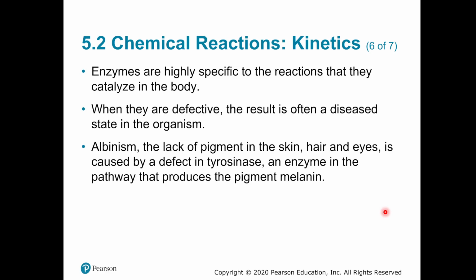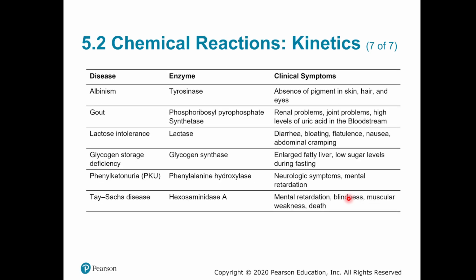So when these enzymes are defective, the result is often going to be a disease state in that organism. For example, albinism is the lack of pigment in the skin, hair, and eyes. It's caused by a defect in tyrosinase. It's the enzyme in the pathway that produces the pigment melanin, and so you can't produce significant quantities of melanin. This right here is some different diseases and the enzyme that's actually defective in these diseases, and this would be the clinical symptoms. Everybody okay with that so far?